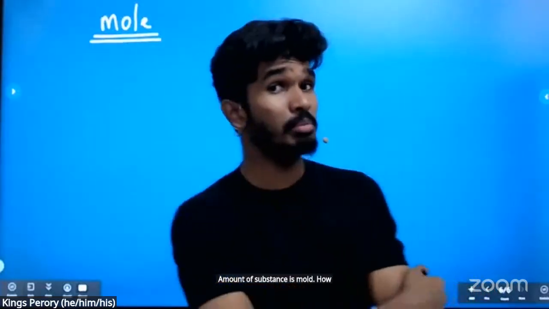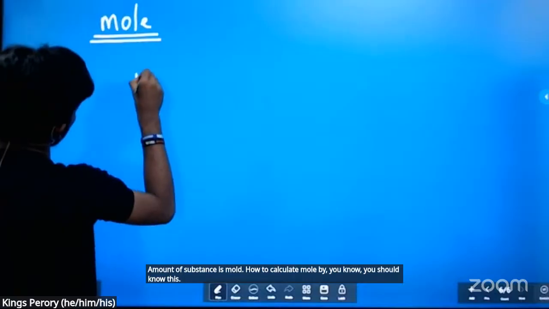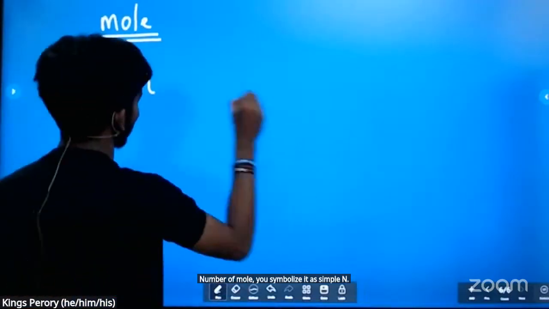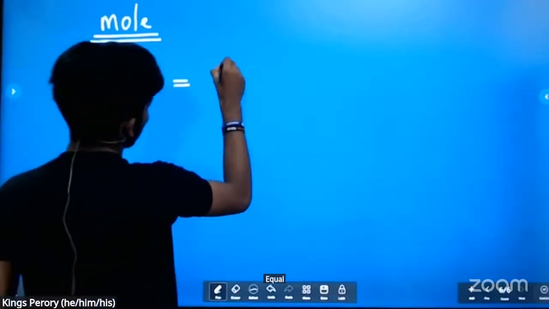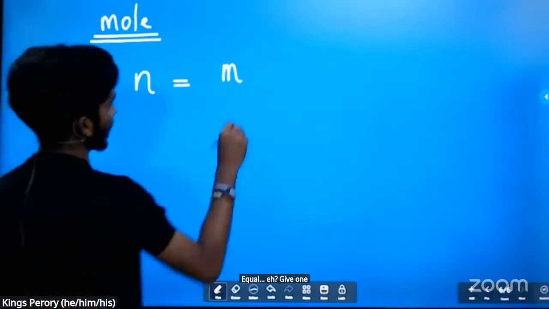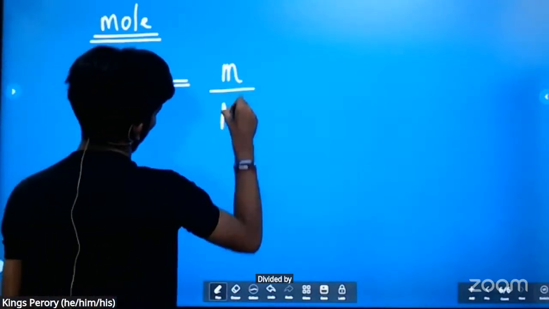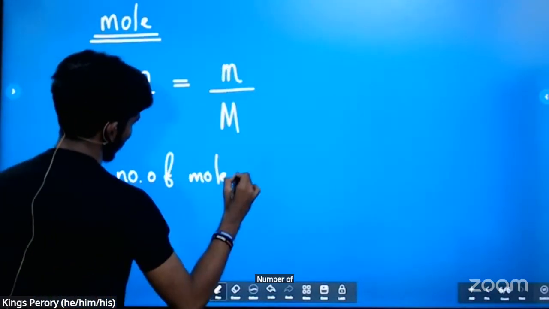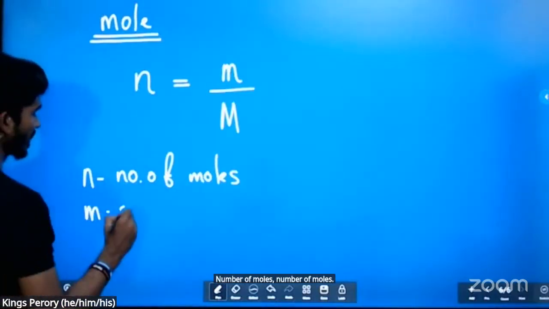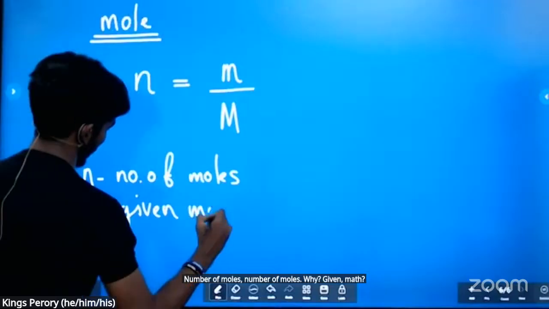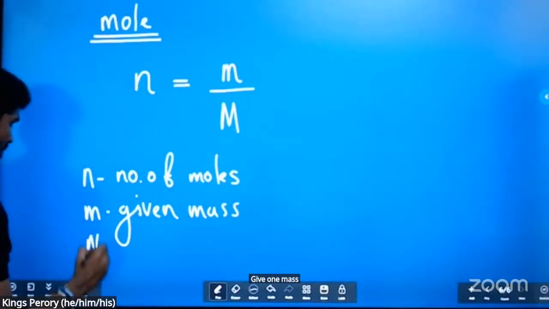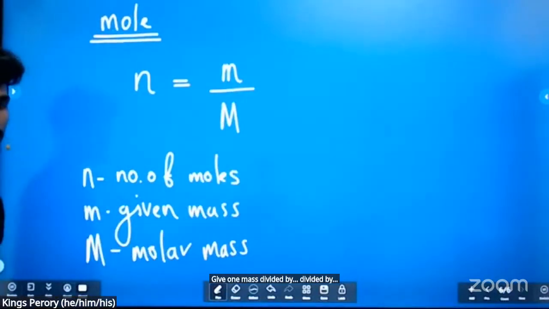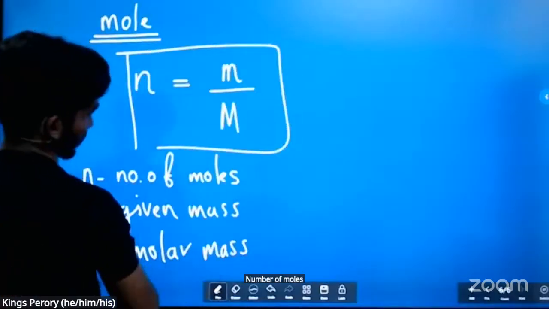How to calculate mole? By now you should know this. Number of moles, you symbolize it as simply n. Number of moles equals given mass divided by molar mass. Again, number of moles is given mass divided by molar mass.